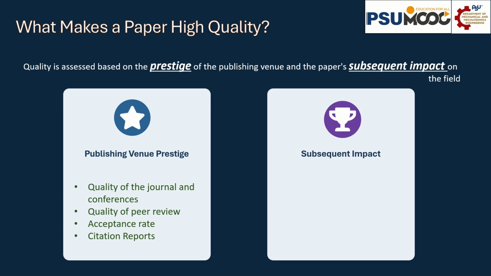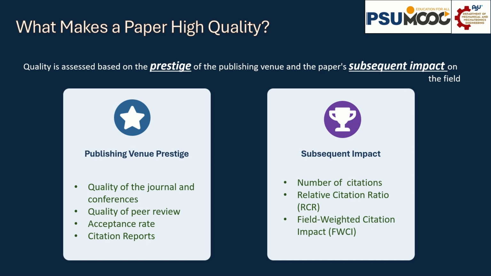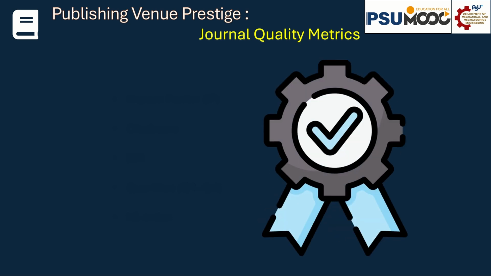Subsequent impact of an individual paper can be assessed by the number of citations it gets and other metrics like the relative citation ratio and the field-weighted citation impact that compares it to other papers from the same field. To understand the quality of scholarly literature, let's start with the publishing venue prestige of journal papers. In this case, we are looking at the quality metrics of the corresponding journal in which the paper is published.